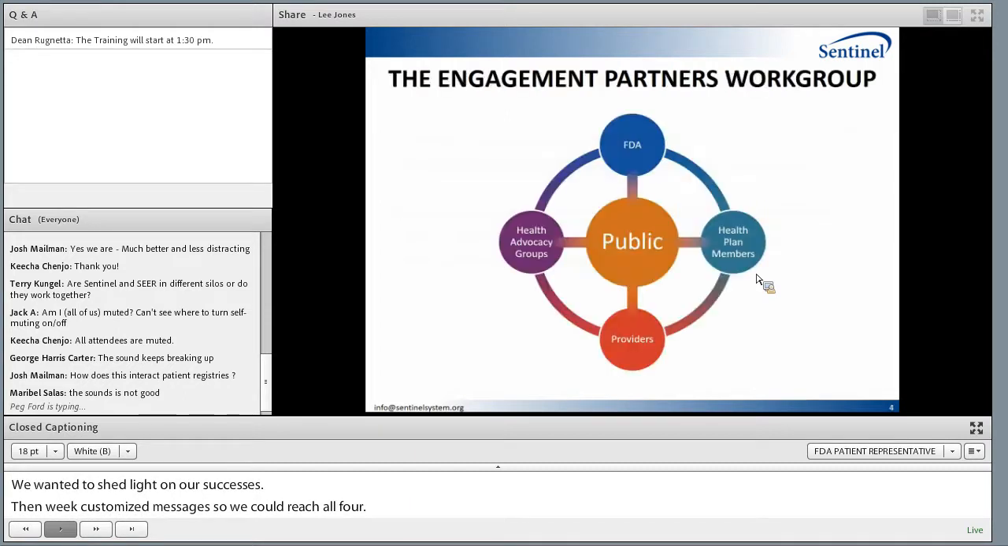Now, this diagram illustrates the interdependent nature of our work group. Each engagement partner informed the respective Sentinel System stories that our work group developed.